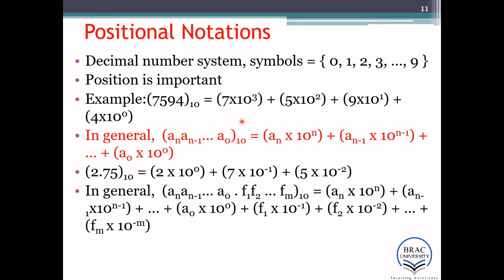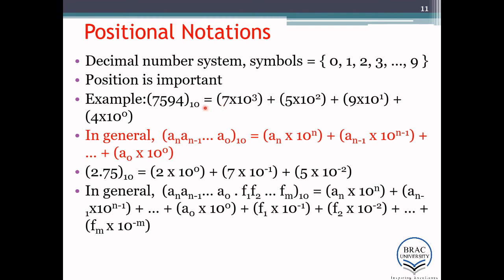Whenever you're writing in terms of positional notation, it will be 7 into 10 to the power something, then 5 into 10 to the power something, 9 into 10 to the power something, 4 into 10 to the power something. It starts actually from the least significant digit. 4 is least significant, 7 is most significant. So it will be 4 into 10 to the power 0. The 0 position starts here, from the least significant digit.